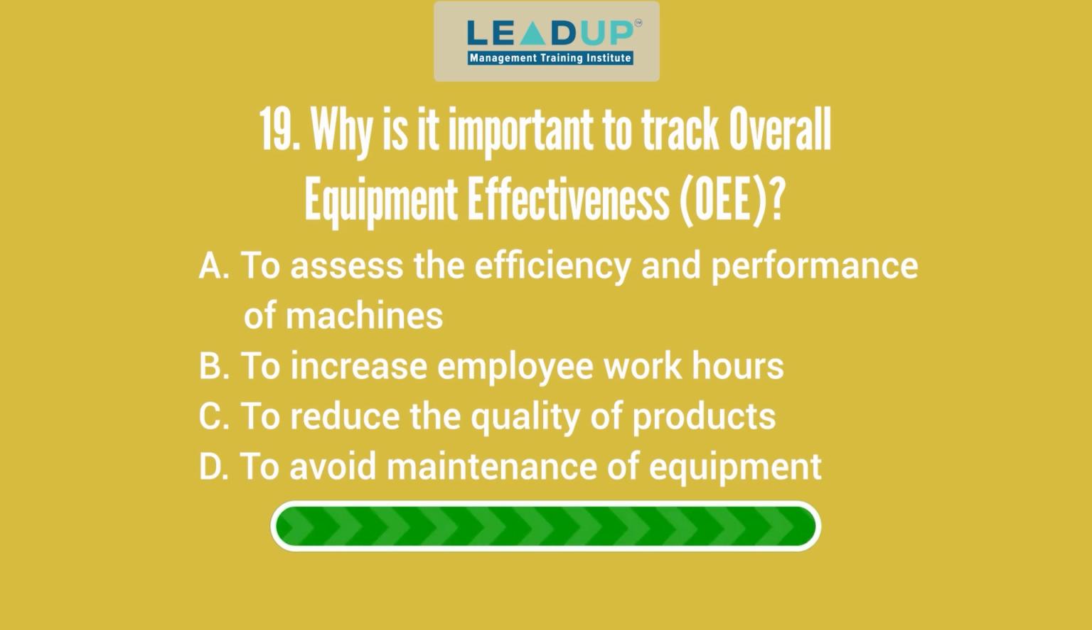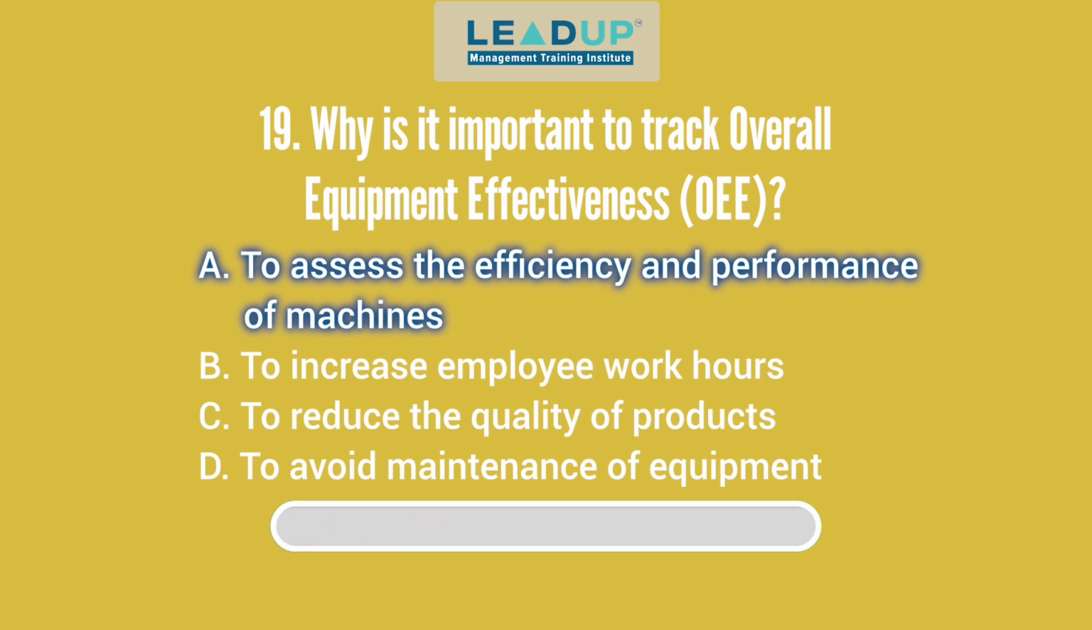Question 19. Why is it important to track overall equipment effectiveness, OEE? A. To assess the efficiency and performance of machines. B. To increase employee work hours. C. To reduce the quality of products. And D. To avoid maintenance of equipment. The answer is to assess the efficiency and performance of machines.